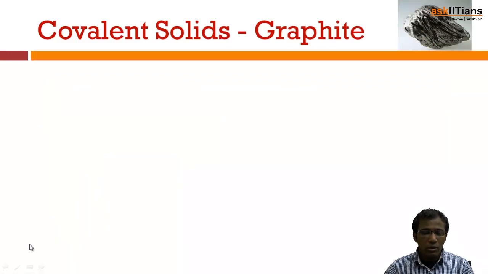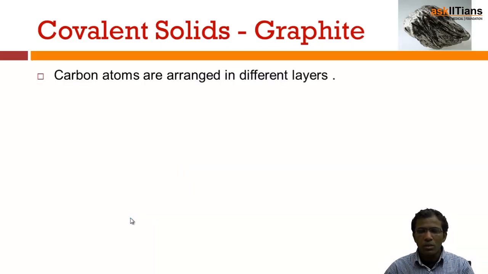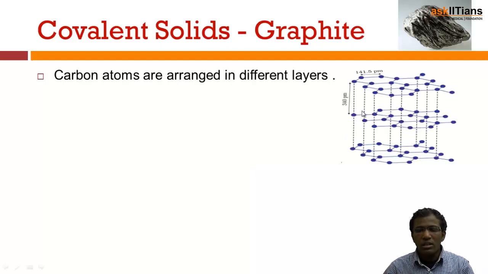Next, the important covalent solid is graphite. Carbon atoms are arranged in different layers. Whatever properties graphite has, it is because of its different structural arrangement. Graphite has a honeycomb structure. You can see here it has a layered structure. This is one layer of carbon atoms, below that one more layer, and below that one more layer, and each layer is known as graphene.